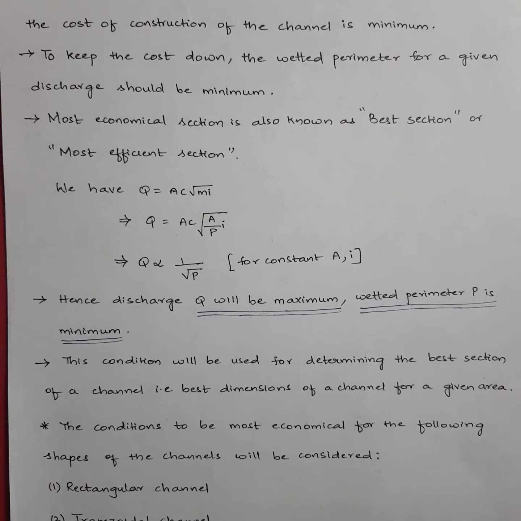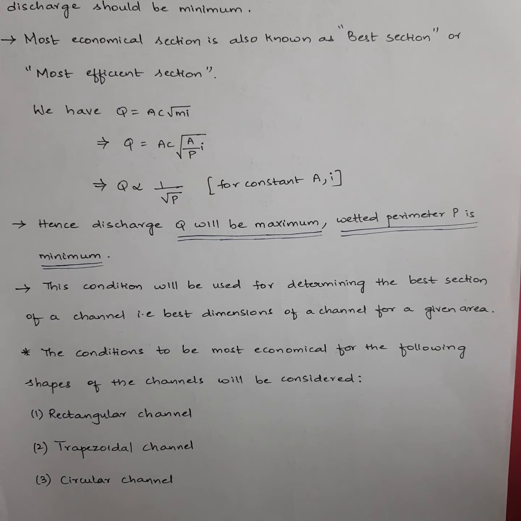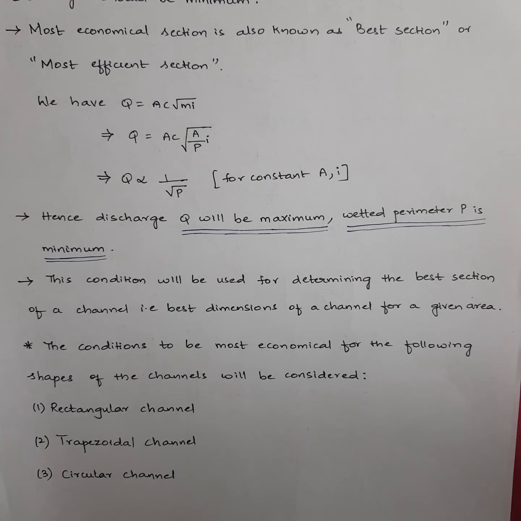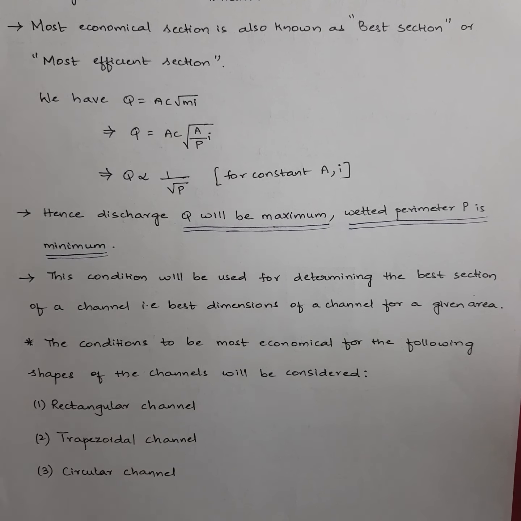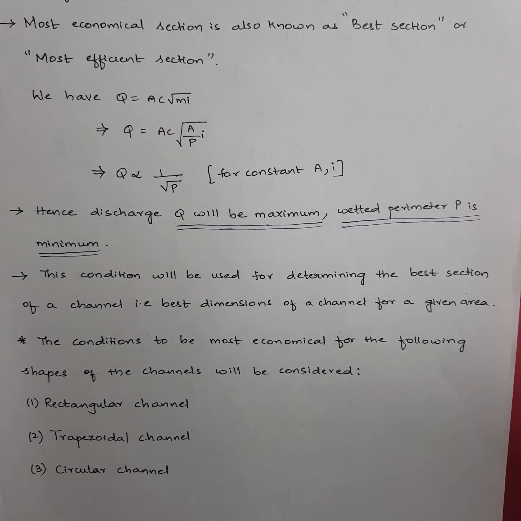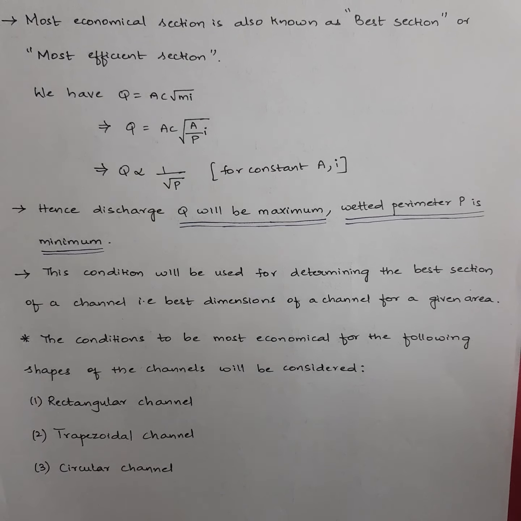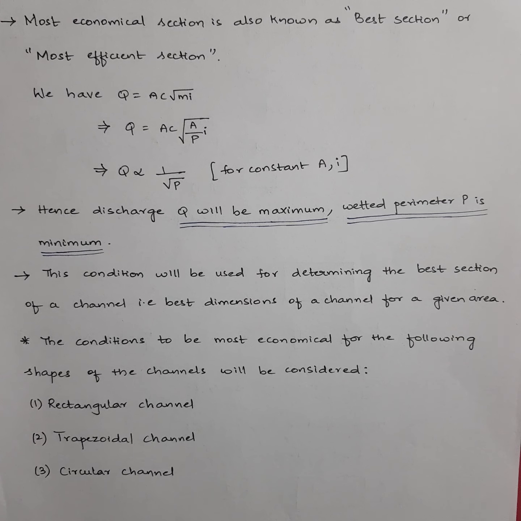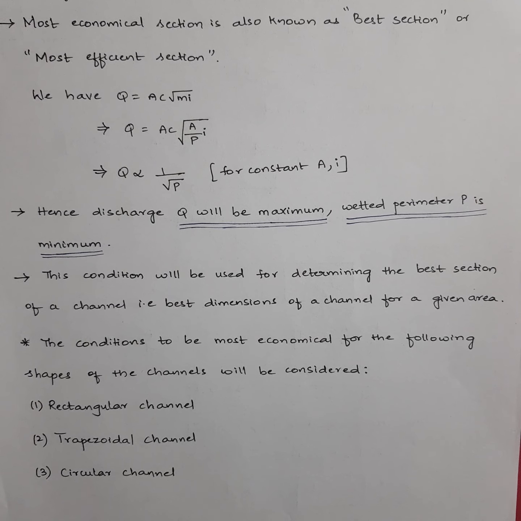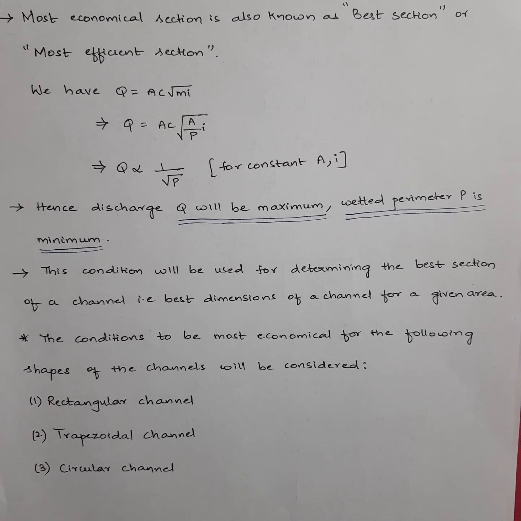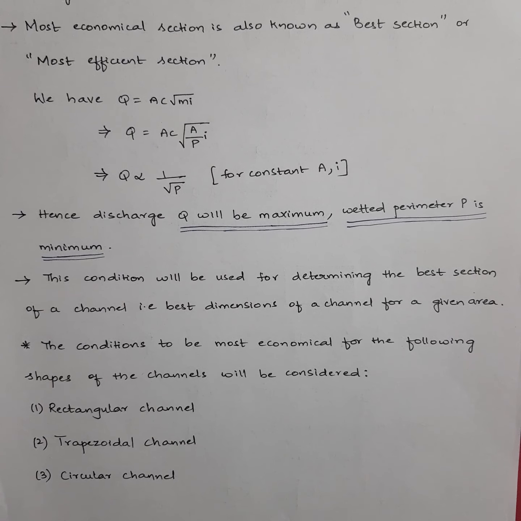Okay, so for the undergraduate course we have these three sections of a channel where we will treat them as most economical, and we will try to derive some important conditions. Like when a rectangular channel can become a most economical one, similarly when a trapezoidal channel can become a most economical one, similarly a circular channel. So like this we will be designing for the three different sections of a channel.